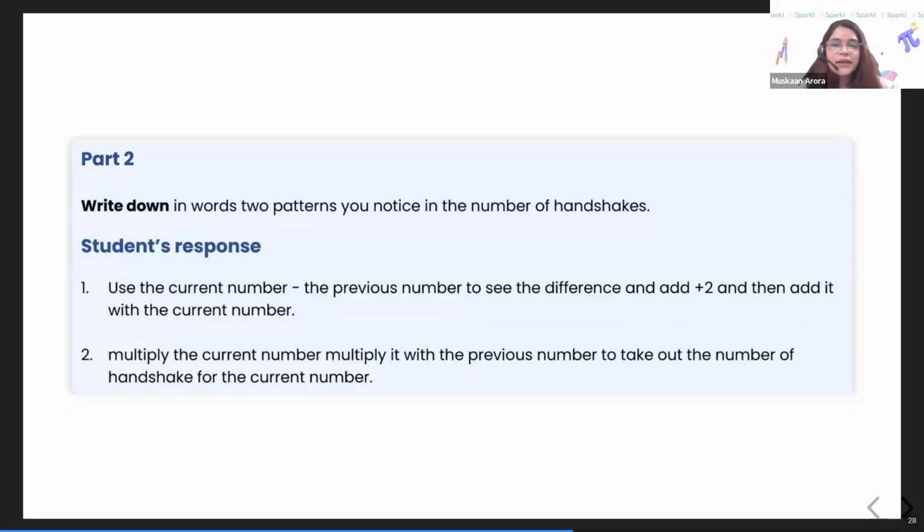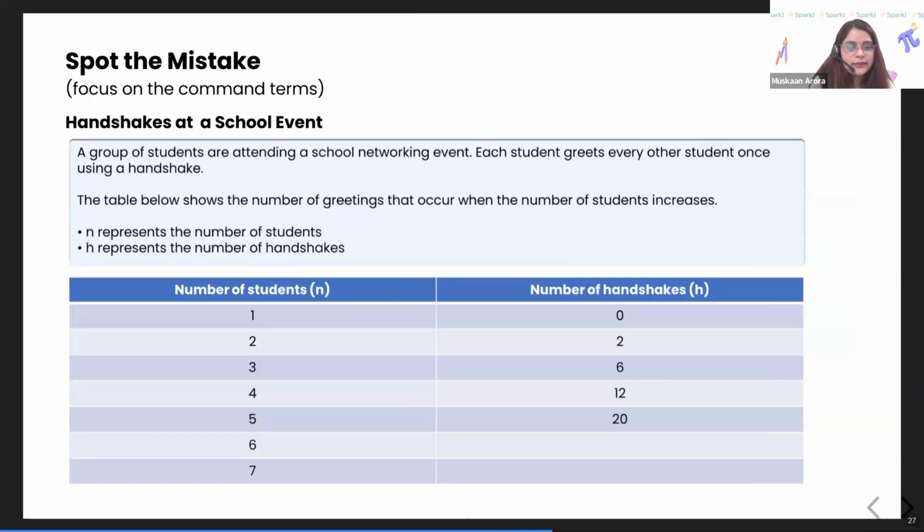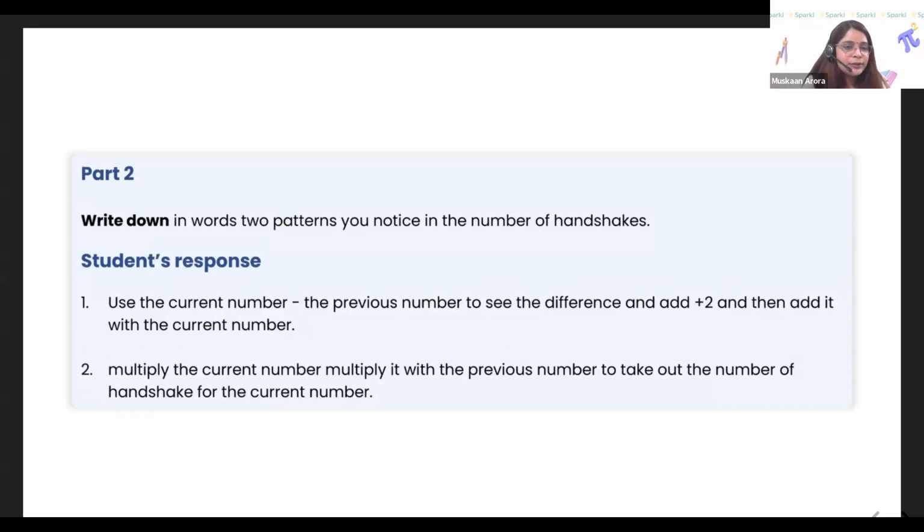I'll just read out my response now. What I felt was since the question tells you about the variables you're supposed to use, it's the number of students and the number of handshakes. The response should also mention the number of handshakes, at least. Current number is not the correct way to mention it. So I would say that the number of handshakes increases by consecutive even numbers, 2, 4, 6, 8, as the number of students increases by 1. How does that sound? You guys can give me thumbs up on this. And if someone wants to come up with a different answer, I would be happy to know.